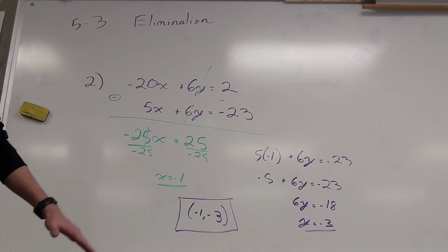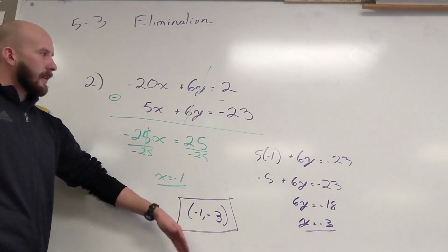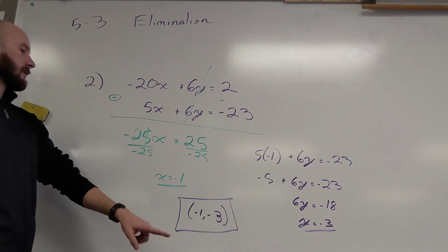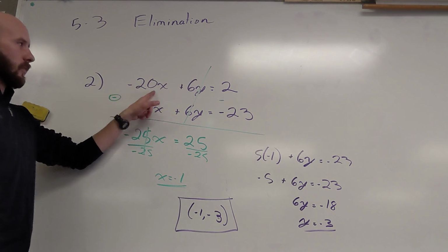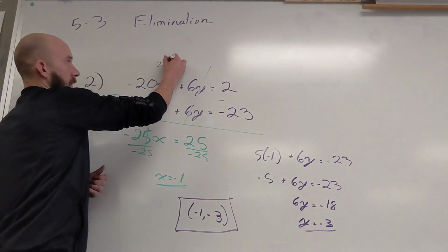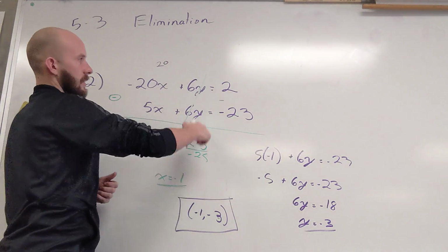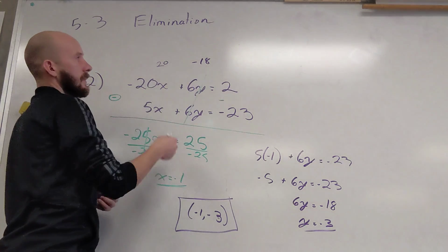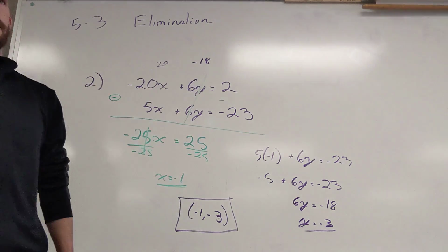Okay. And then if I wanted to check it, since I used that bottom equation, I would probably plug it into the top one. So -20 times -1, 20. +20. Minus. And then 6 times -3 is going to be -18. Yeah, 2. And that works. Okay.